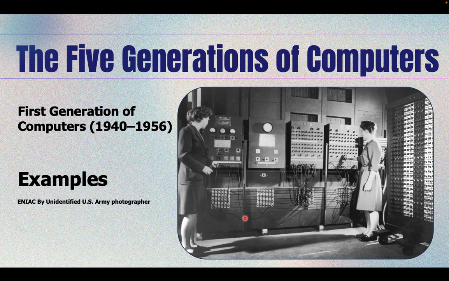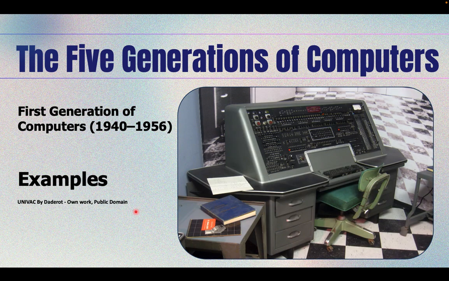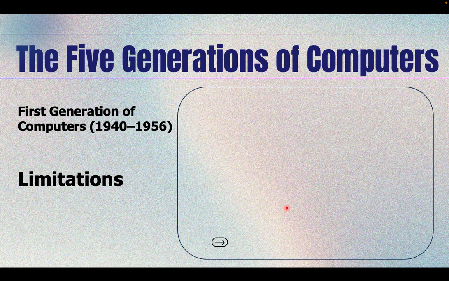Now, let's take a look at this picture. This is the ENIAC computer. This photograph was taken by a US Army photographer. And then we also have the UNIVAC. These are the first generations. This is the UNIVAC. They use vacuum tubes as their circuitry. Let's take note of that, very importantly.